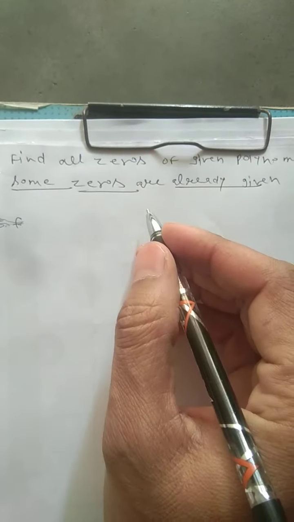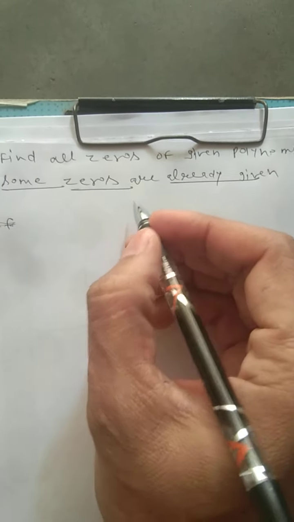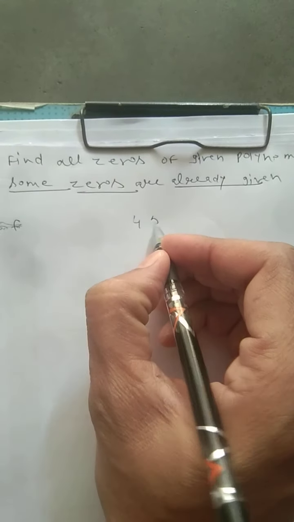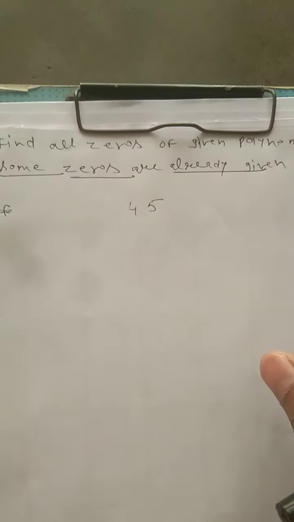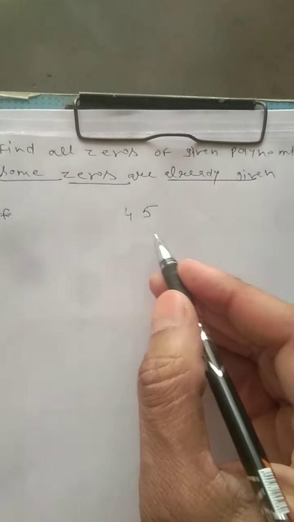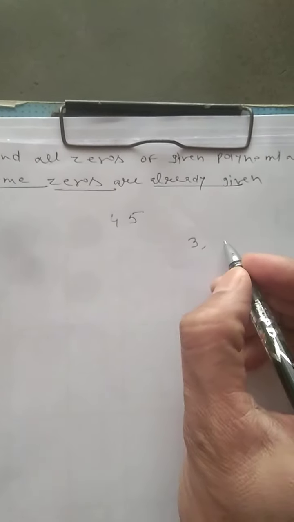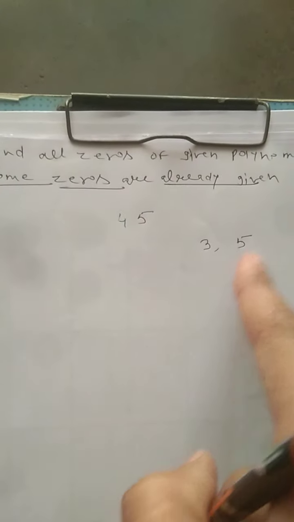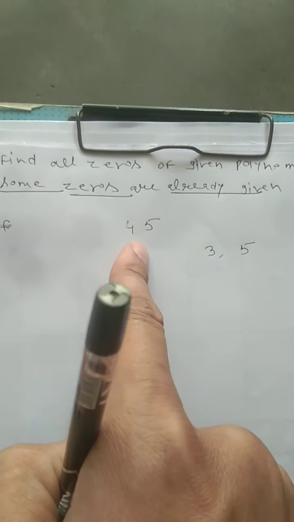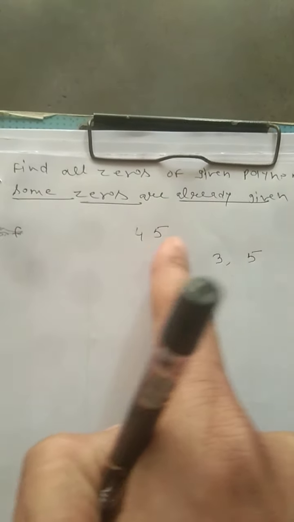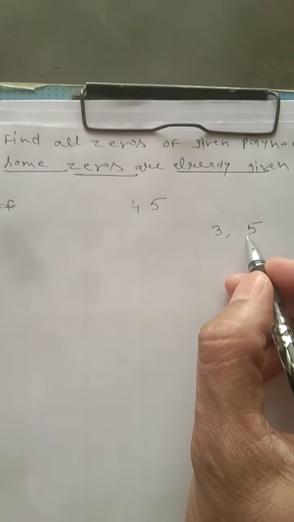Okay, before telling about this one, we are discussing the same topic, but now we are taking some numbers. Suppose I have taken the number 45. Suppose there are two factors, 3 and 5. 3 and 5 are factors of 45, and we have to find the rest of the factors of 45. These two factors are already given.